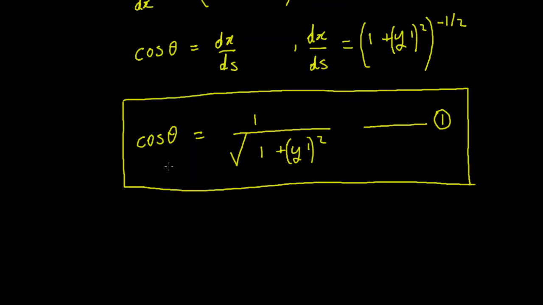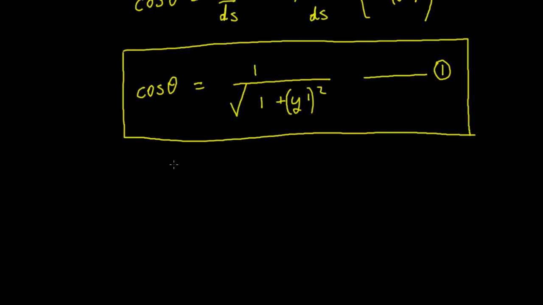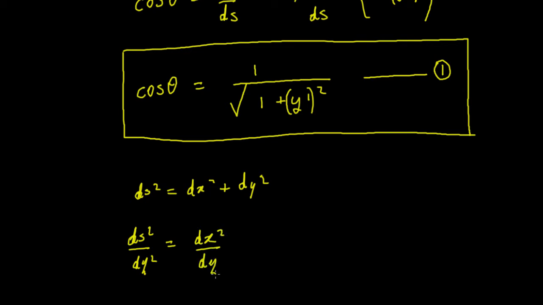Now we'll do the same thing for sine theta. Okay, so we'll write down our Pythagoras. So ds squared is going to equal our dx squared plus our dy squared. Now what we'll do this time is divide throughout by dy squared. So we're going to be left with ds squared upon dy squared is going to equal dx squared upon dy squared plus 1.